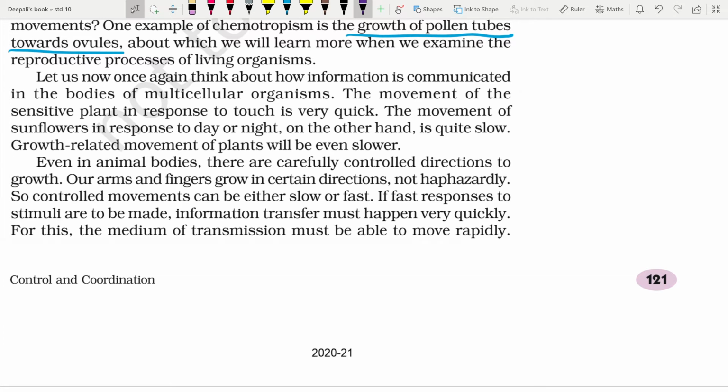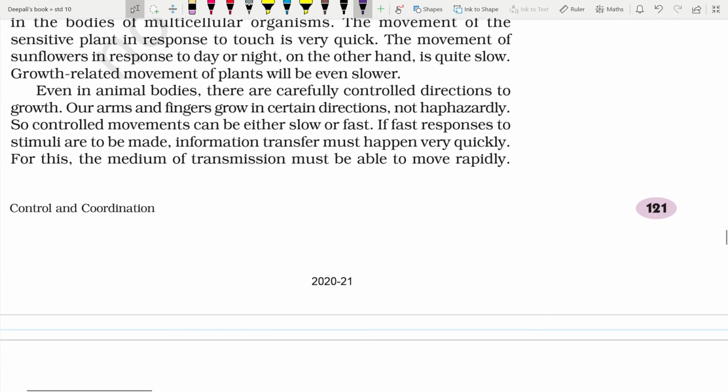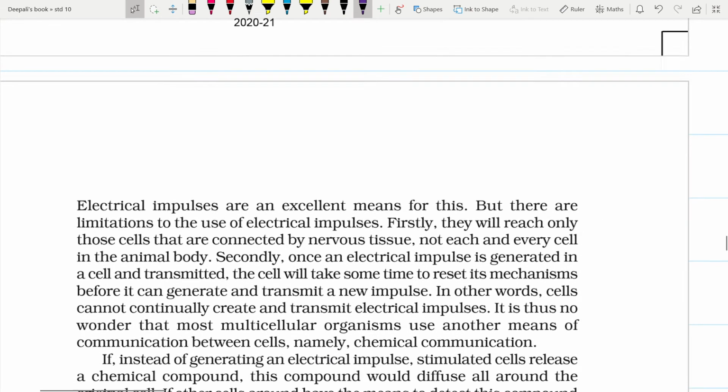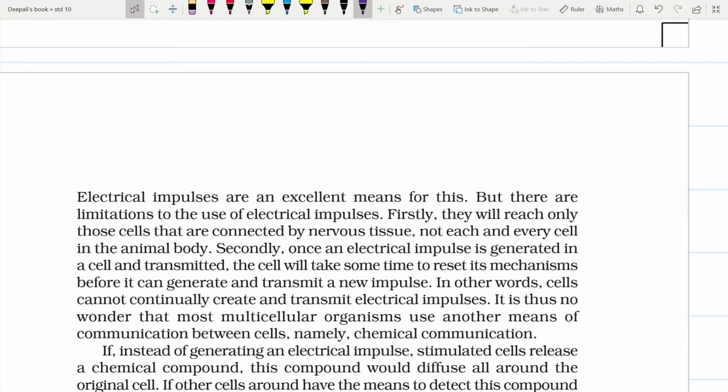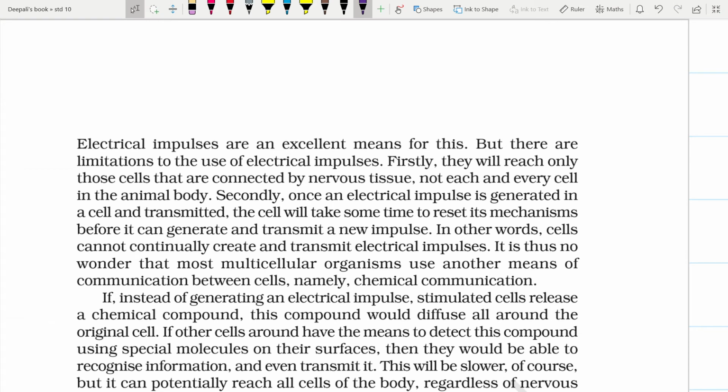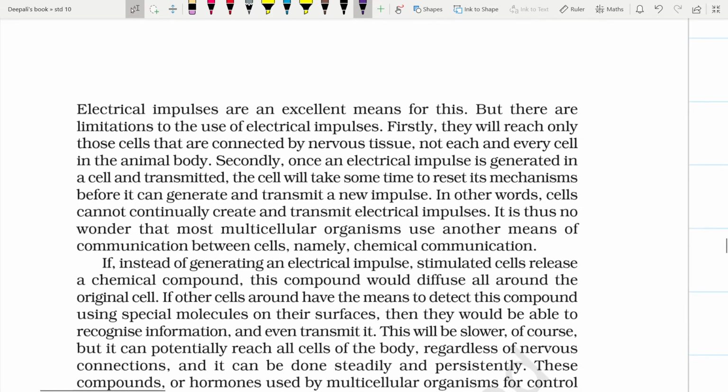If fast responses to stimuli are to be made, information transfer must happen very quickly. For this, a medium of transmission must be able to move rapidly. Electrical impulses are an excellent means for this, but there are limitations to the use of electrical impulses. Firstly, they will reach only those cells that are connected by the nervous system, not each and every cell in the animal body. Secondly, once an electrical impulse is generated in a cell and transmitted, the cell will take some time to reset its mechanism before it can generate and transmit a new impulse.